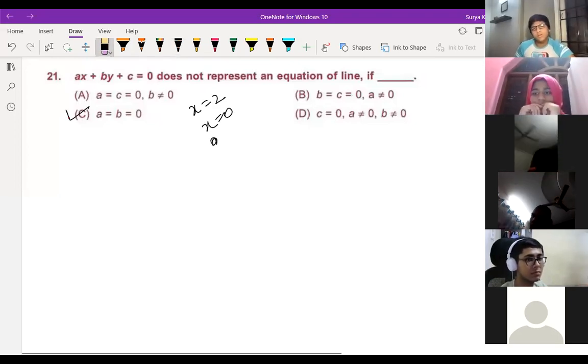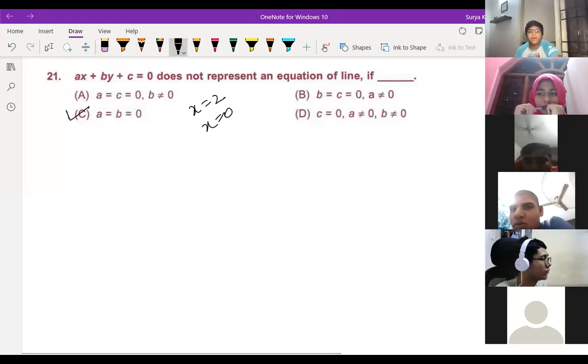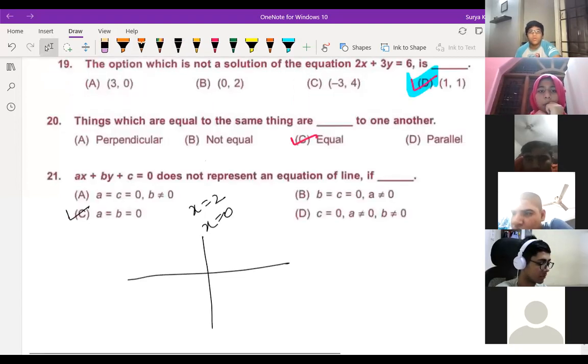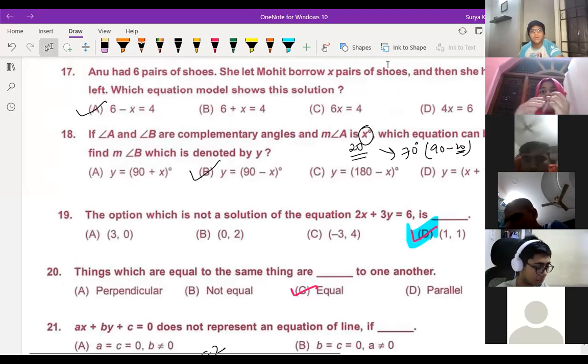How is x equal to 0 a line? It will be parallel to the y-axis. Sir, it will be a point only. If you're talking in one variable, then it will be a point. If you have two variables, then the total line will come, the whole line on the axis. X is equal to 0 is the equation of the y-axis. Yes, sir, I got it.